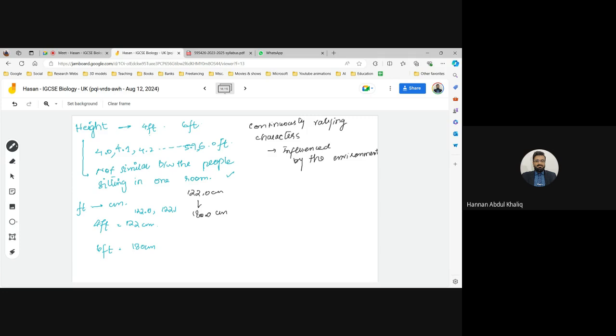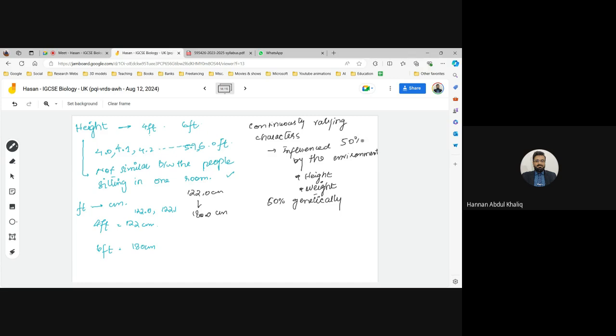Now in this case, not only height but the weight, which is again a continuously varying character. Height and weight, both are continuously varying characters, and they are influenced by the environment. So we say that they are 50% genetically influenced and 50% influenced by the environment.